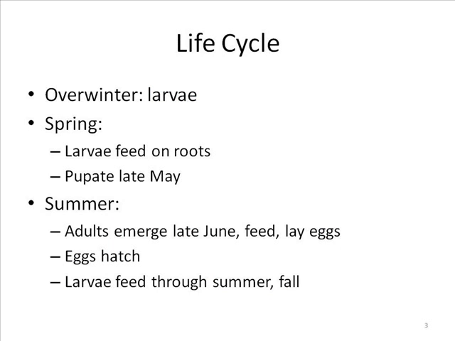Black vine weevils overwinter as larvae. Larvae feed on roots in the spring and pupate in late May. Adults emerge in late June, will feed on plant material, and lay eggs. The eggs hatch and larvae feed on roots through the summer and fall.